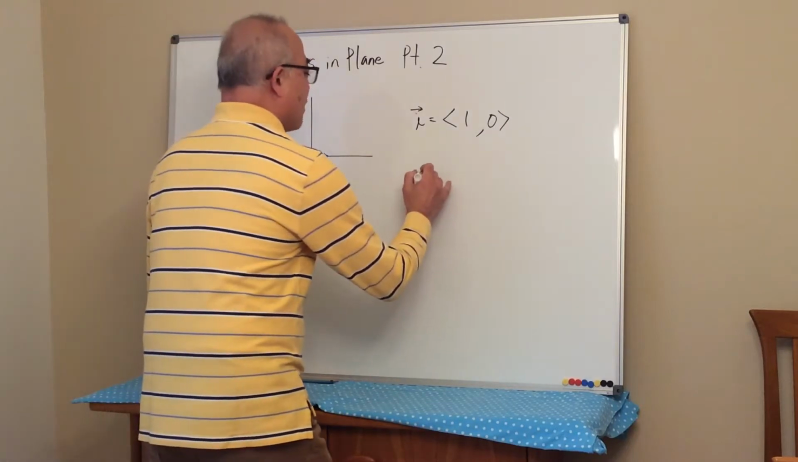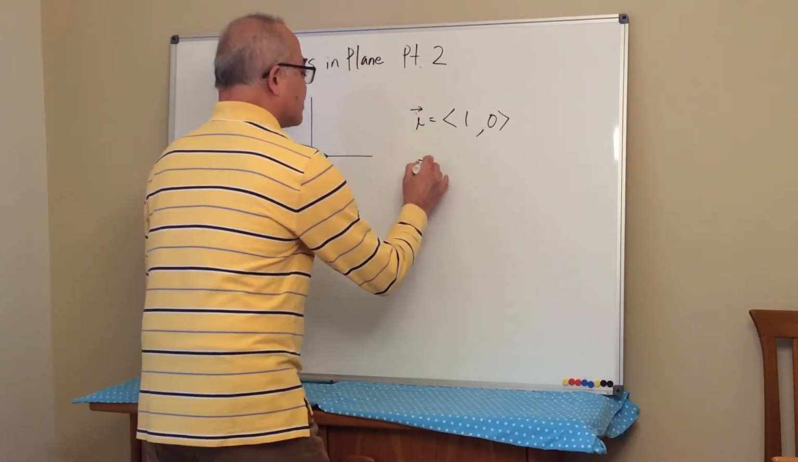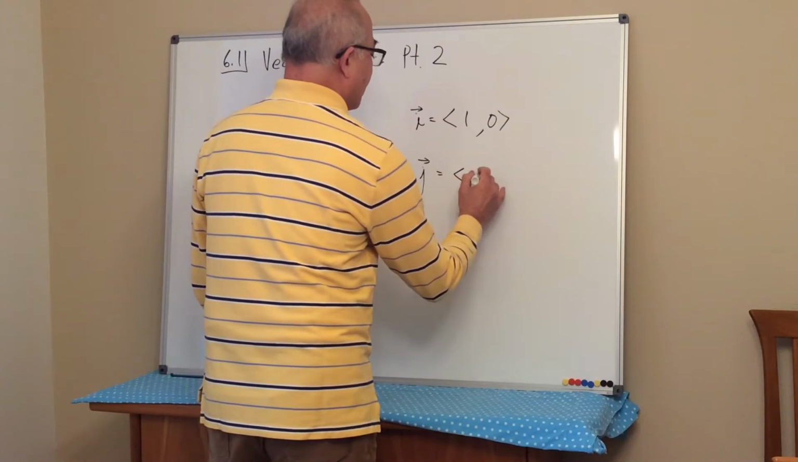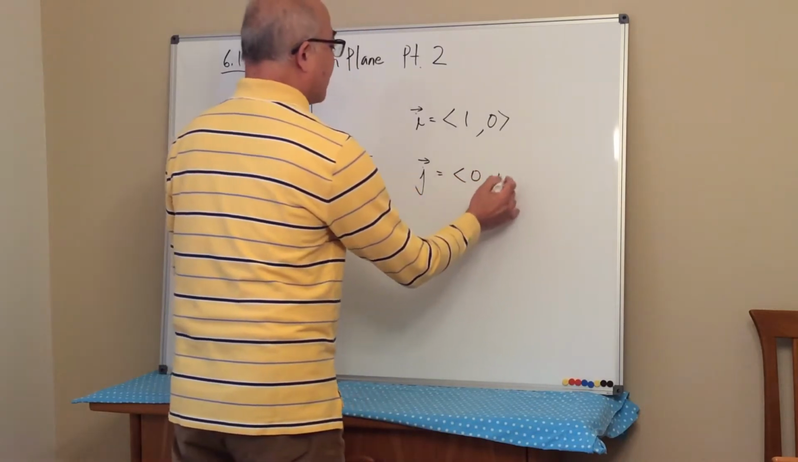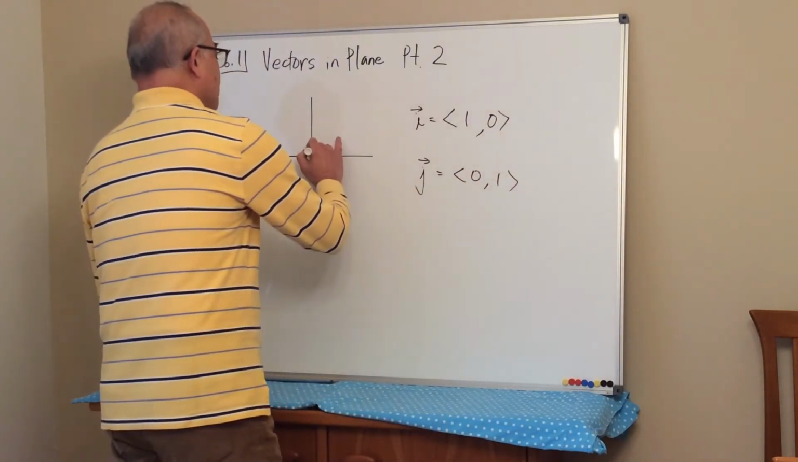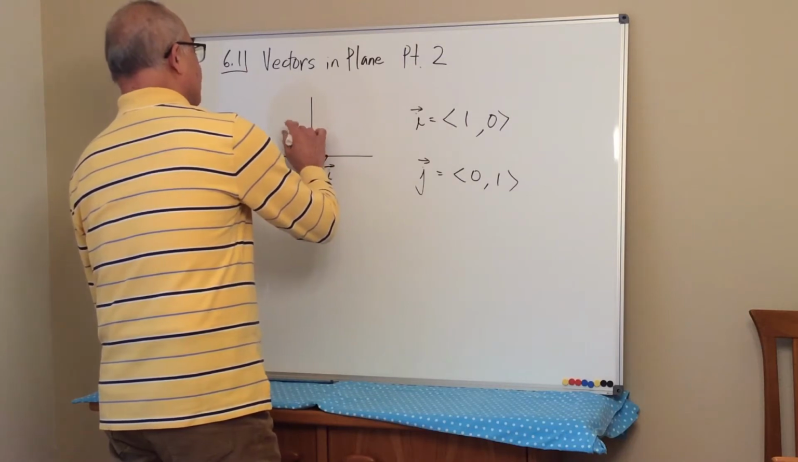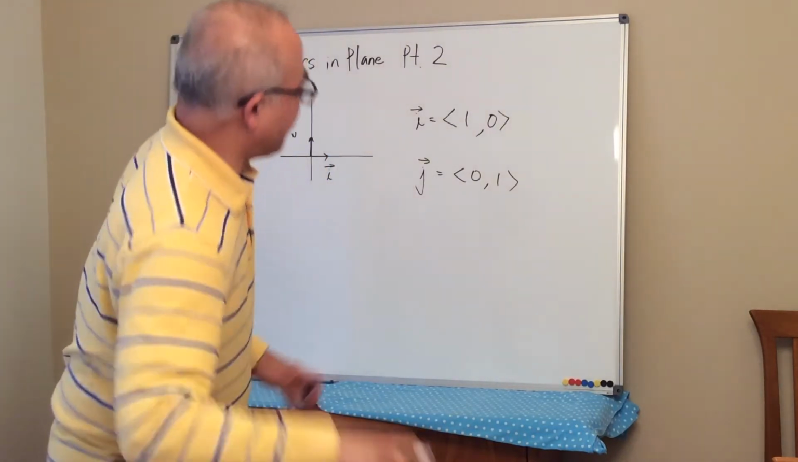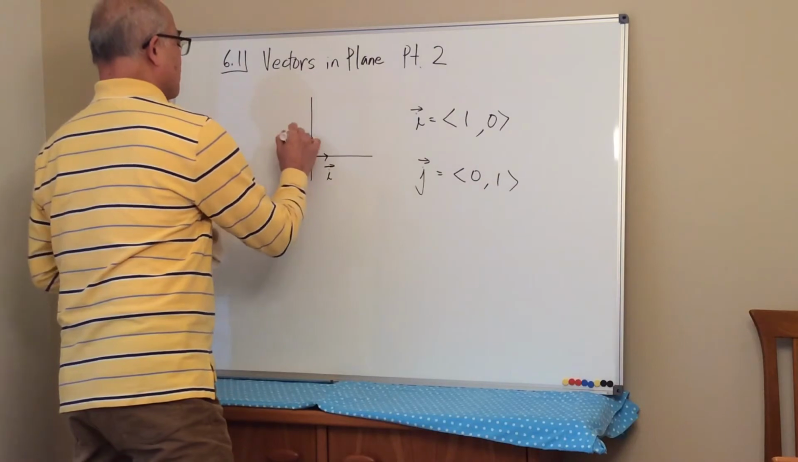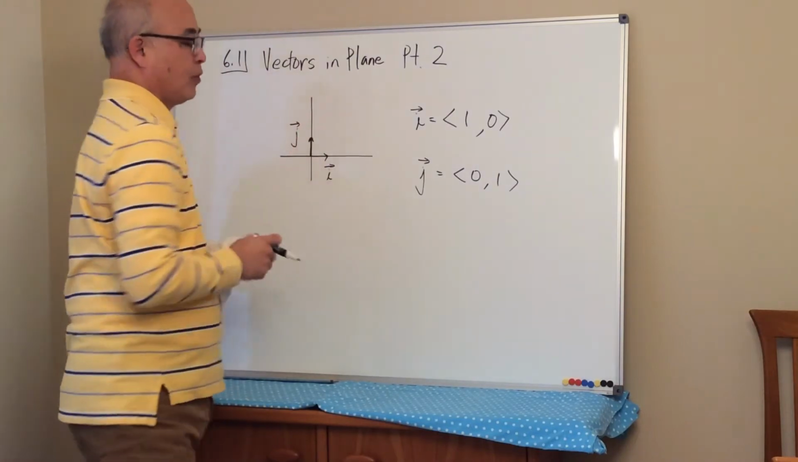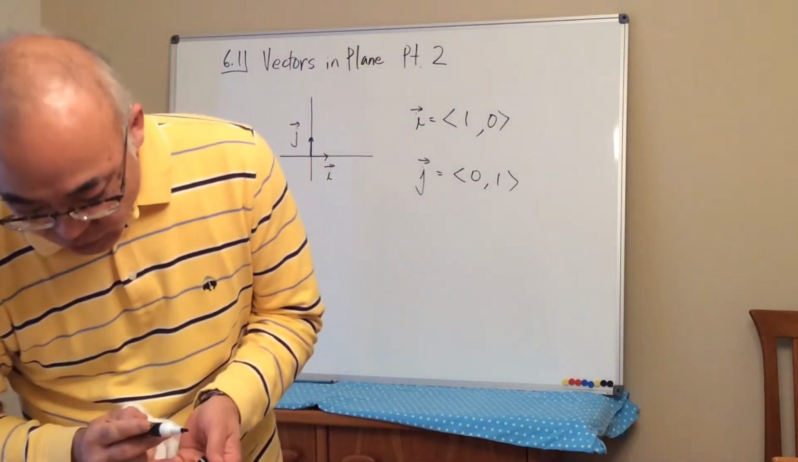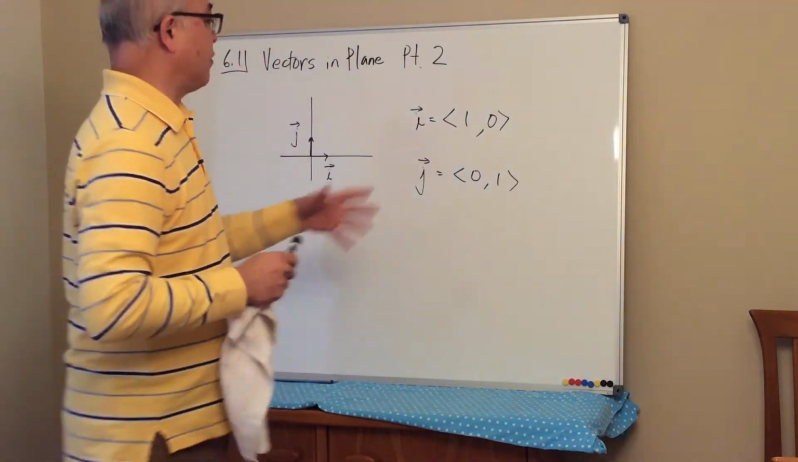Correspondingly, we have a y vector, and that's called the j vector. And obviously, it has no x component, and it's only going to have y. So it's going to look like this, and we call this the j vector, and this is the vertical standard unit vector.